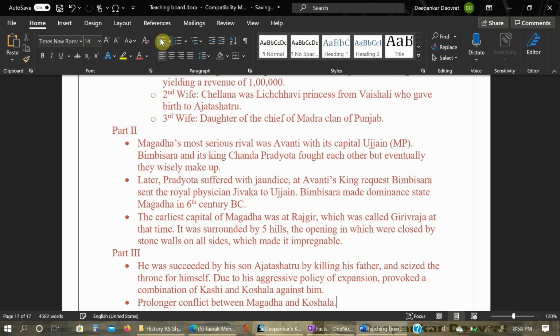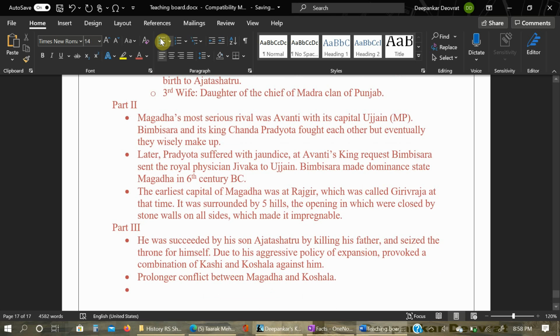But he had no respect. The person who killed his father, will he respect any relationship? What do you think? He killed his father for the throne, so he will not respect that marriage relationship like his father was doing.